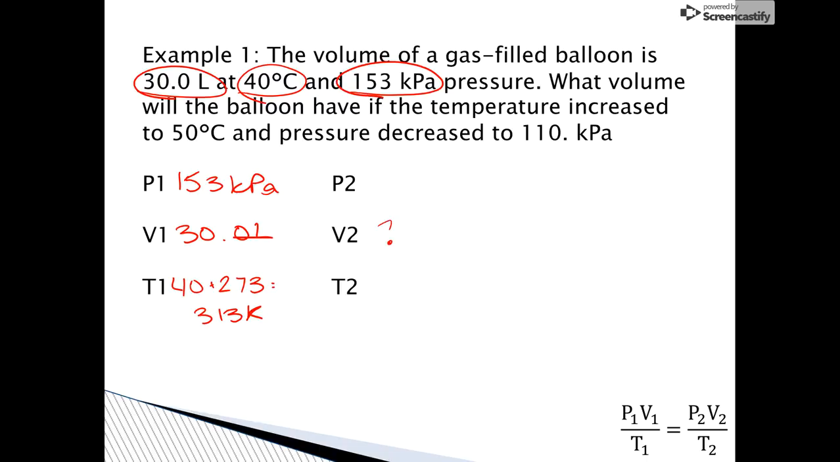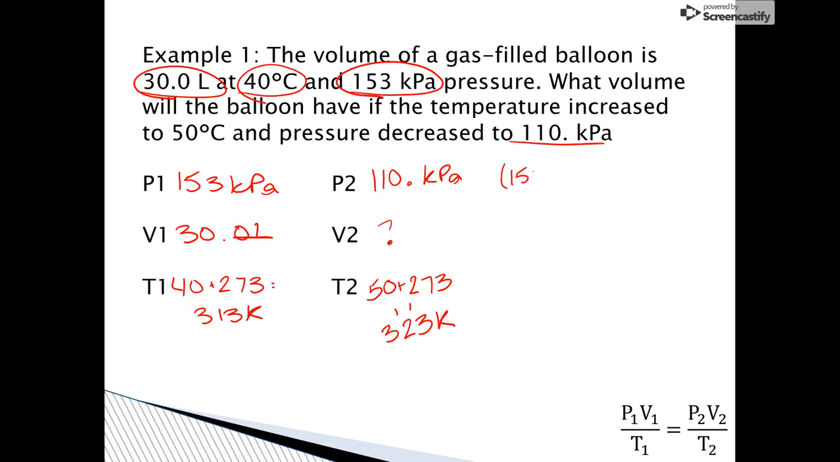If the temperature increased to 50 degrees Celsius, if it increased, that means it changed. So 50 degrees Celsius is my T2. But in Kelvin, I need to add 273 to get 323 Kelvin. And the pressure decreased to 110 kPa. So that's 110 kPa. Now that I know these pieces, I'm going to take the parts and plug it into my equation.